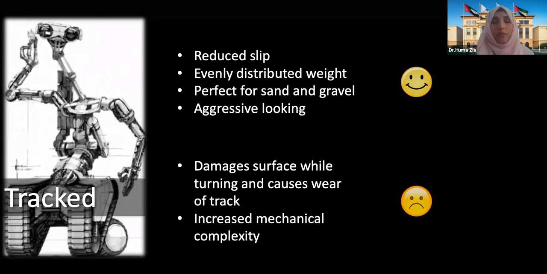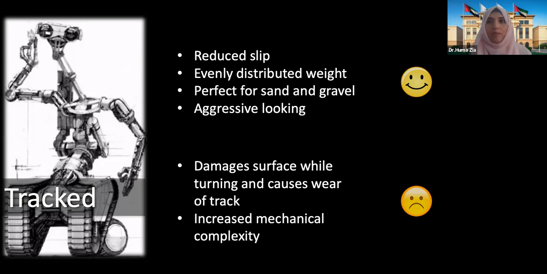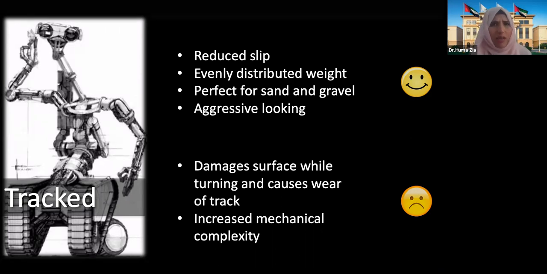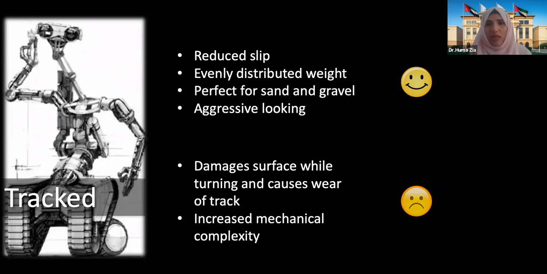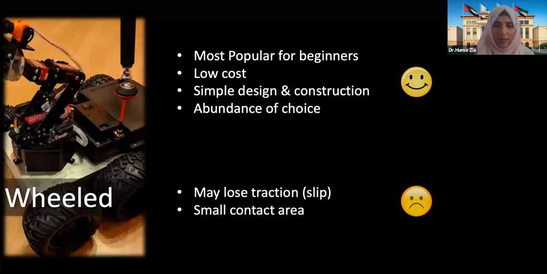Now, when we talk about tracked robots, it has reduced slip because it has more contact area. It evenly distributes its weight. It is perfect for sand and gravel kind of material. It looks obviously quite aggressive. However, it can damage surfaces while turning, causing wear of tracks, and it has increased mechanical complexity. Now, obviously, it totally depends upon your application requirements, what kind of terrain you are building your robot for.